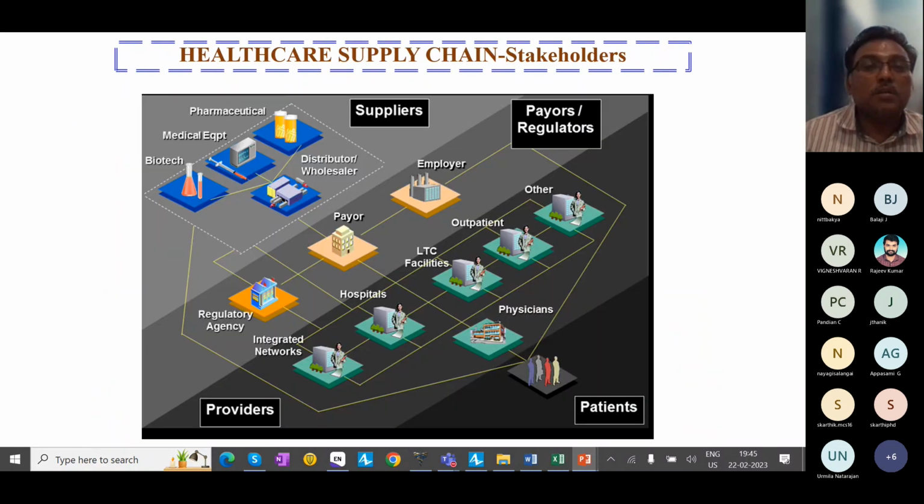And this is a typical illustration of a healthcare supply chain, as I pointed out. So you have suppliers for all items: medical equipment, chemicals, drugs, everything. And then you have a distributor, wholesaler. These are actually key stakeholders of the healthcare supply chain. You have a set of suppliers, and these are the service providers.